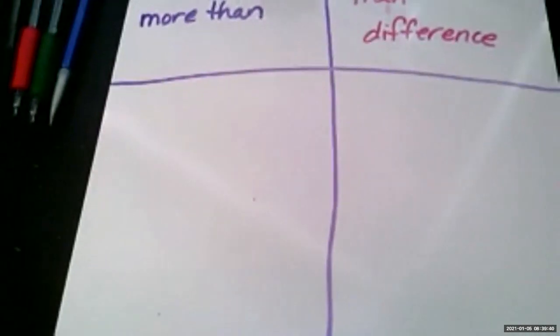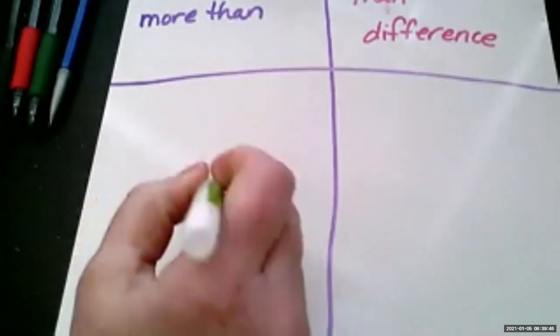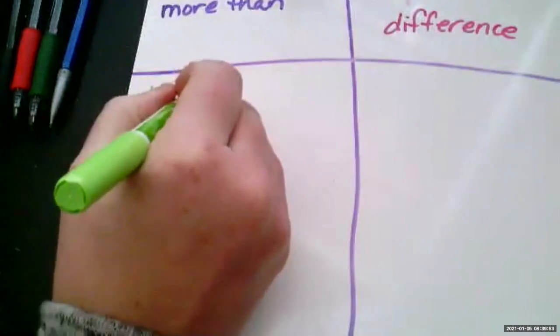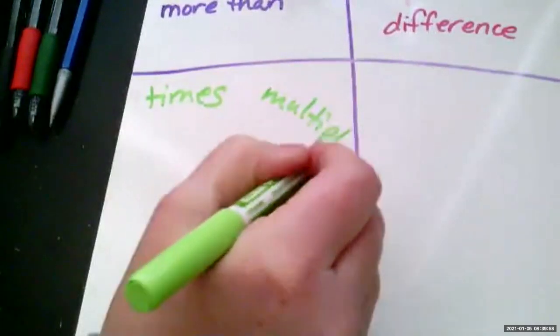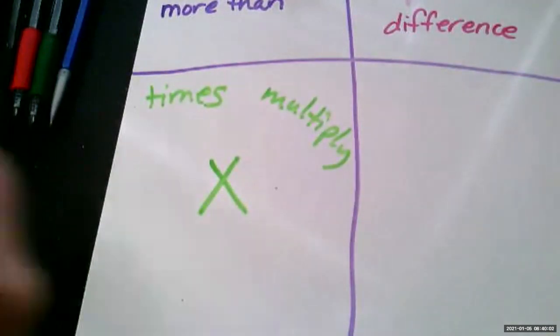Let's just review a few more. Let me get a different color here. How about, of course, this symbol? What are some synonyms for this symbol? Times. Sure, now we're getting warmed up. Multiply. There you go. Times, multiply. Oh, yes, of does mean times.